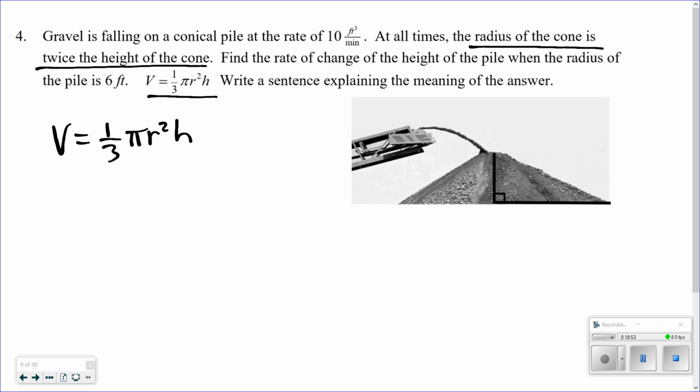Okay, let's go back though and figure out what's given to us. If I look up here, it says gravel is falling on a conical pile at the rate of 10 cubic feet per minute. That's really important. That's a rate of change. So is it the rate of change of the volume, of the radius, or of the height? Well, it's 10 cubic feet, and that's how fast it's falling on the pile. That's how much the volume is changing by. So let's put that down first. I know that dV/dt equals 10 cubic feet per minute.